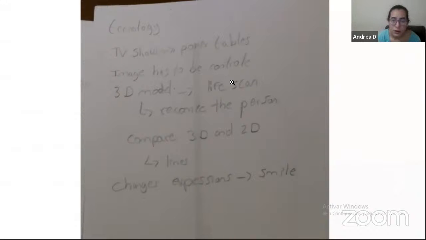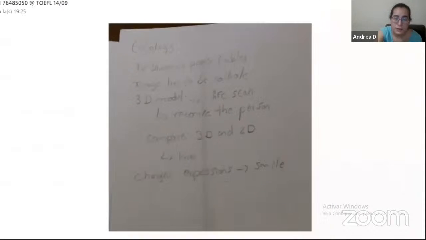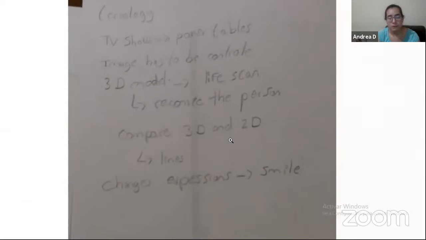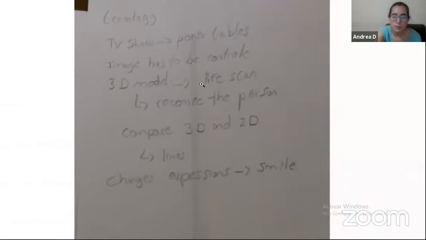It talks about, okay, first we have something about the TV show, poker tables, okay, that's the example. Image has to be controlled, the 3D model, live scan, recognize the person, compare 3D, 2D, lines, changes, and expressions, smile. But I'm not really looking at the 3 types, right? 2D, 3D, skin bio, they should be very visual, and its characteristics, we have its characteristics, but maybe I'm sure they were more, okay? So a little bit more would be nice. And also make sure that you highlight the 3 of them, and if you can separate them into its positive characteristics and its problems. That's gonna make your life easier.